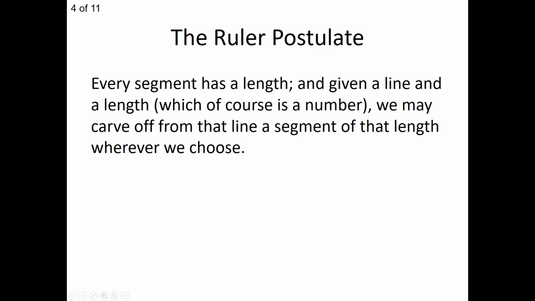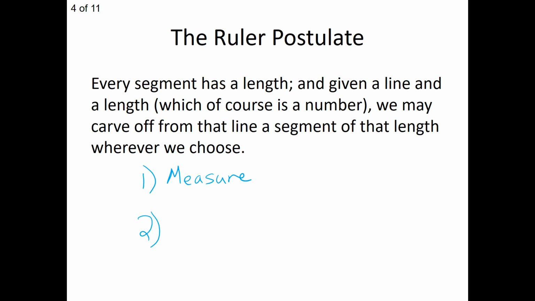There's a ruler postulate. We're going to read this, but I'm actually going to sum it up in 2 very simple phrases. It says that every segment has a length. That's the first one. And if I were to give you a line and a length, which of course is going to be some sort of number, we may then cut off from that line a segment of equal measure. So we can really do 2 things with the ruler postulate. The first is we can measure. If I give you a segment, we can measure what that segment is. We know that segment has a measure, it has a length.